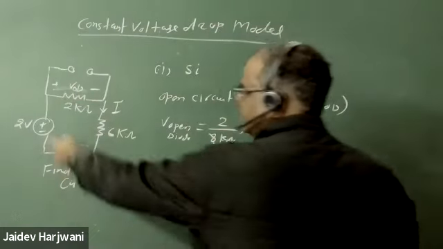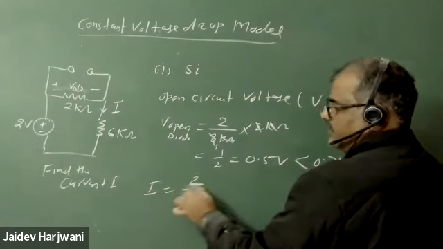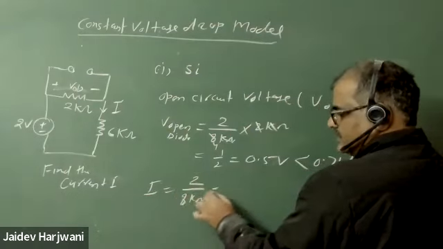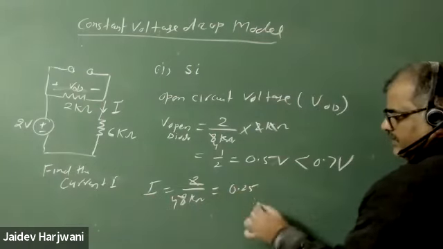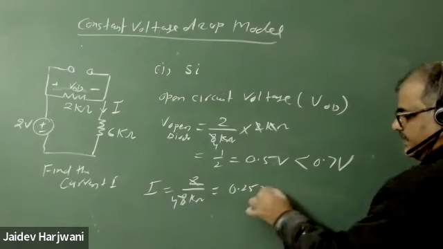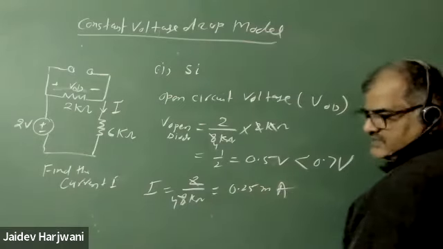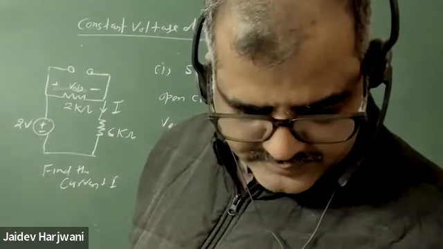Now you can find the current. Current I will be simply 2 over 8 kilo ohm. That is 1/4, 0.25 milliampere. The first case answer will be 0.25 milliampere.